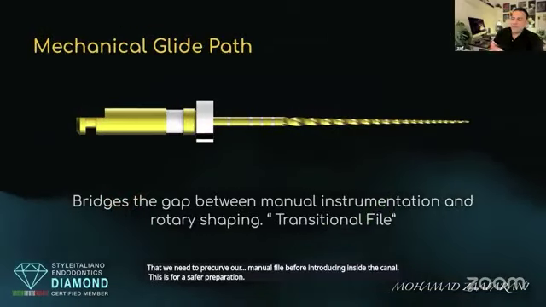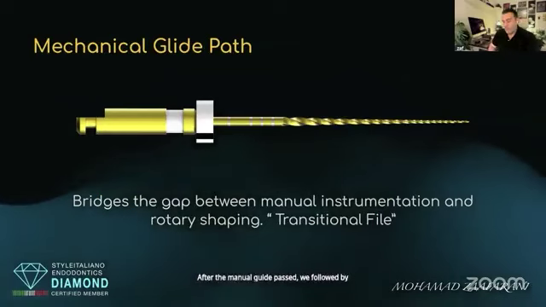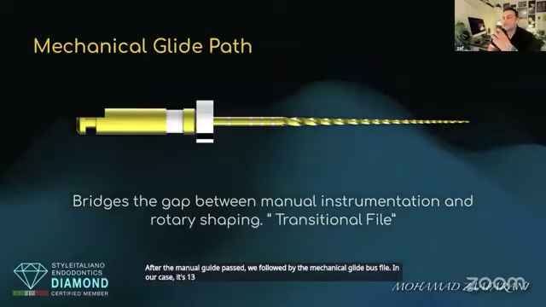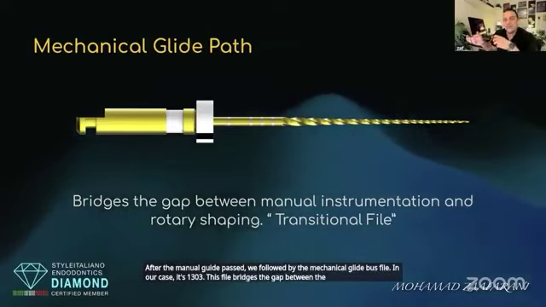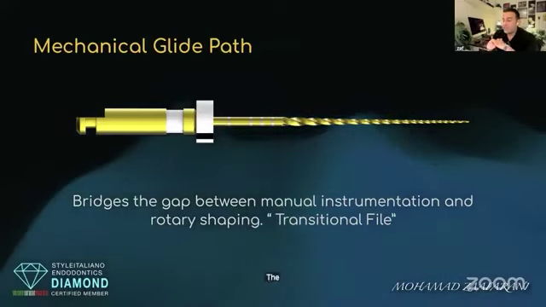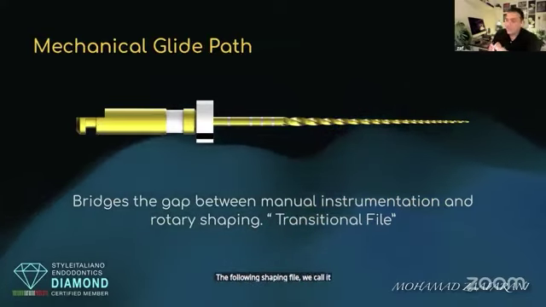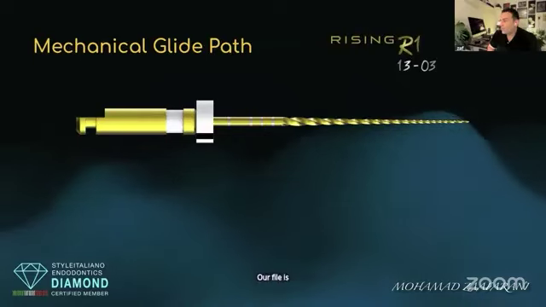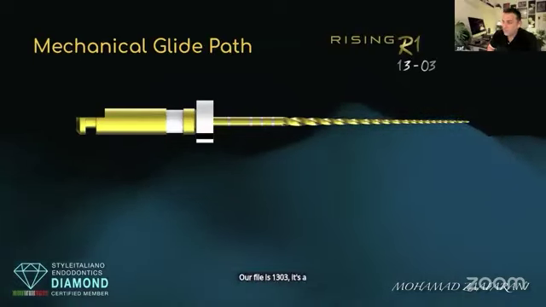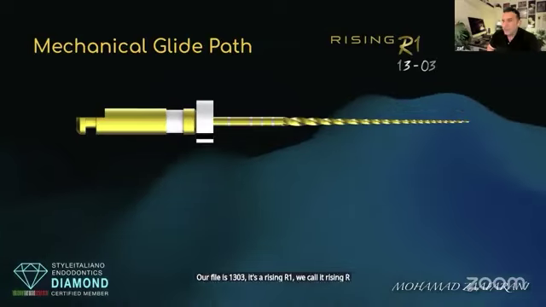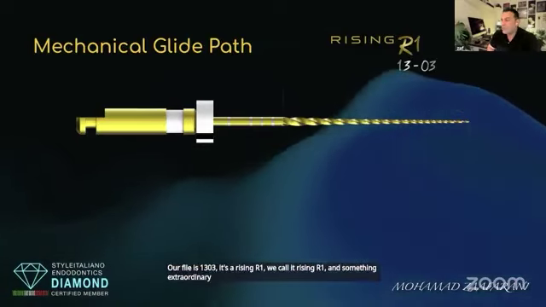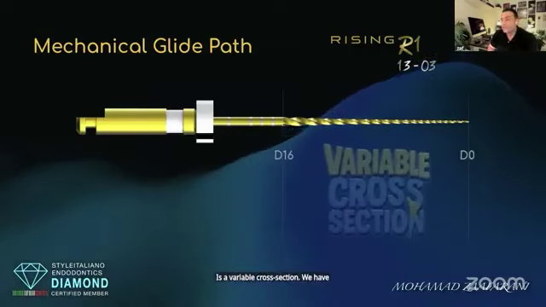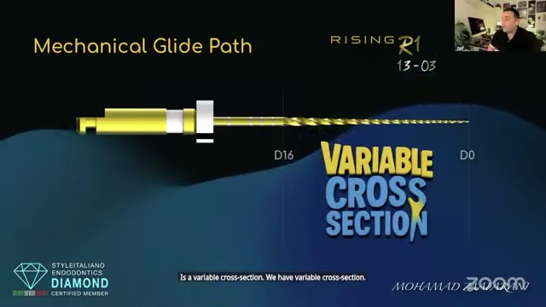After the manual glide path, we follow with the mechanical glide path file. In our case, it's 1303. This file bridges the gap between the manual instrumentation and the following shaping file. We call it a transitional file. In our case with Rise, our file is 1303. It's the Rise R1, and something extraordinary starts to appear here, which is a variable cross section. We have a variable cross section with the R1.